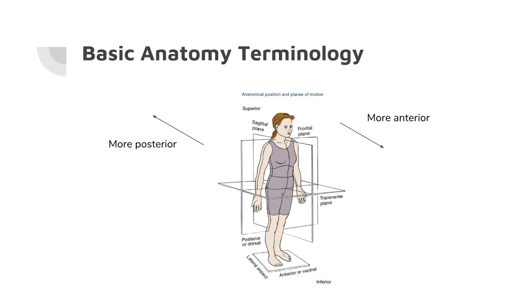So let's talk a little bit about some basic anatomy terminology first. The first thing you really want to know is the different kinds of planes that exist for how we discuss the human body. When you say something is frontal, that means it's in the front, right? Alternatively, you could say something is posterior, that's behind you. So anterior is in front, posterior is behind. This is the thing to remember.